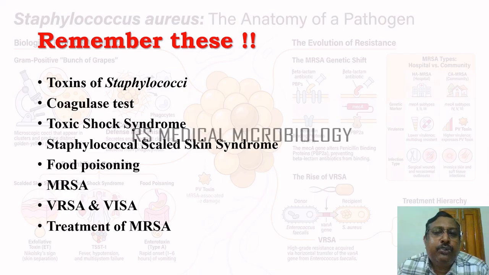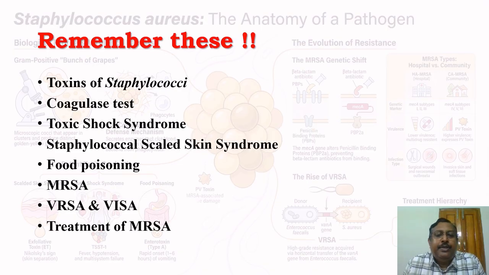The most important topics for undergraduates which you have to prepare from this topic are toxins of staphylococci, coagulase test, toxic shock syndrome, staphylococcal scalded skin syndrome, food poisoning, MRSA, treatment of MRSA, vancomycin resistance, and vancomycin intermediate Staphylococcus aureus. I hope I have covered the topic. I've given you a brief overview.